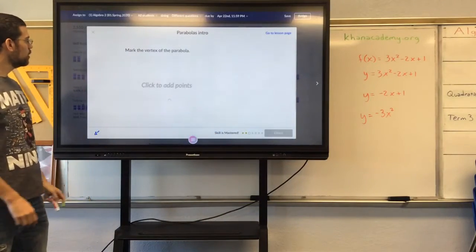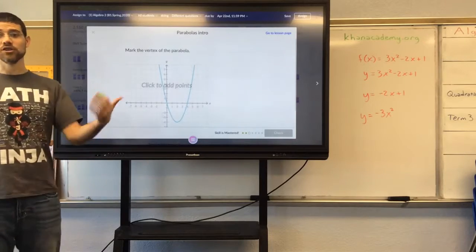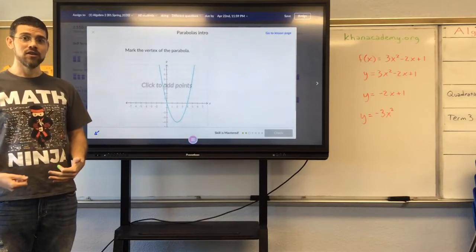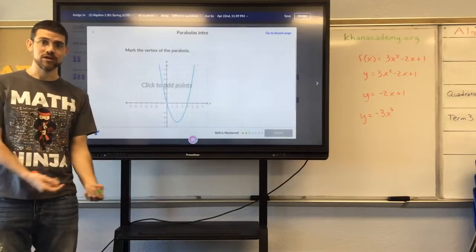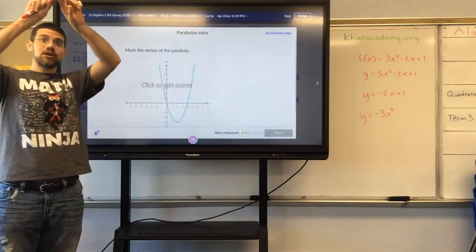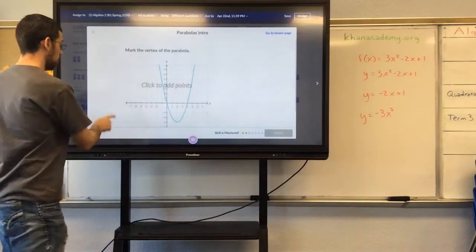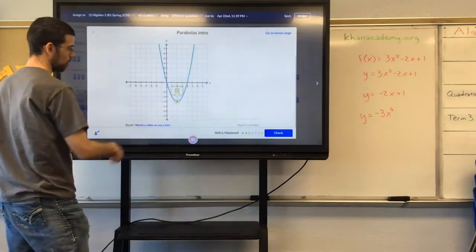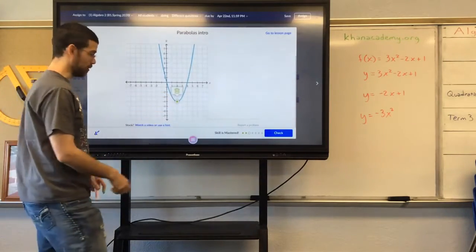Next, mark the vertex. So I just mentioned what a vertex is. The vertex is the point on a parabola that is either its minimum because it opens up, or it's the maximum because it opens down. So in this one, we want to put our vertex on the minimum.